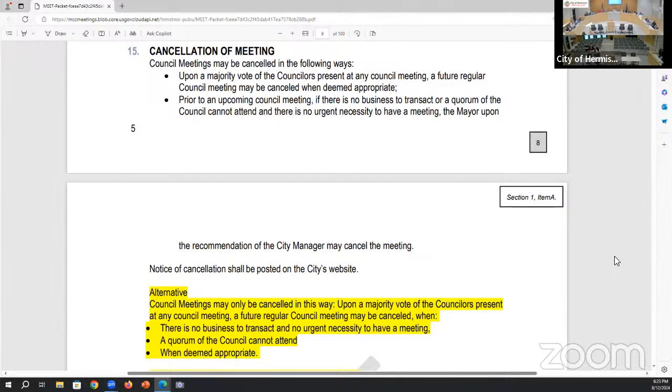Councilor Burr? My thought is, the original version has 2 options, whereas the alternative only has 1. I think sticking with the original, personally, but either way is good. Anybody else have any thoughts about it? Would you say that one more time? The original version has 2 methods in which the meeting can be canceled, whereas in the alternative version, there's only 1 way it can be canceled.